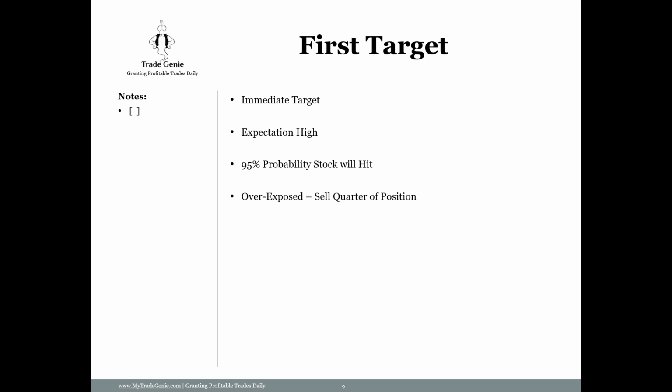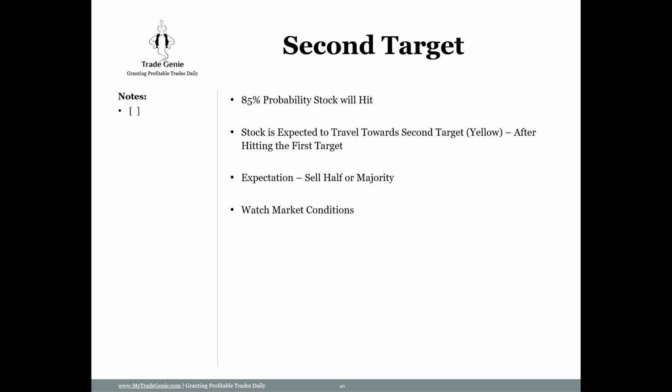So what is the first target? I'm explaining the first target. The first target is the immediate target, so most likely it will hit. The expectation is high, a 95% probability the stock will hit. If you are overexposed in that position, you should sell some at the green target, which is the first target. So sell 1/4 or 1/3 of your position.